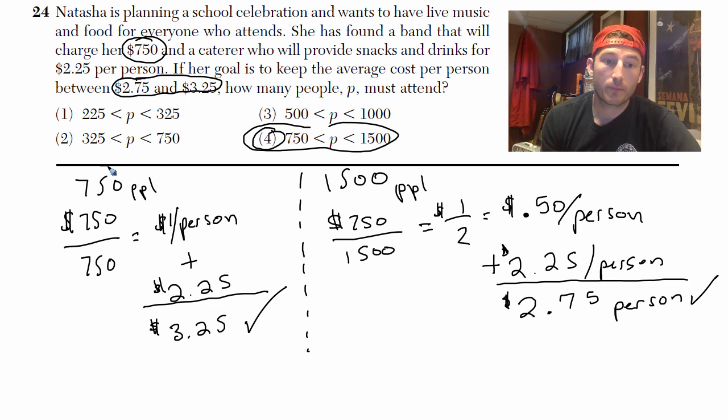So again, all you do is pick an answer choice, assume it's right, and go through the numbers. All right? It's not that bad.